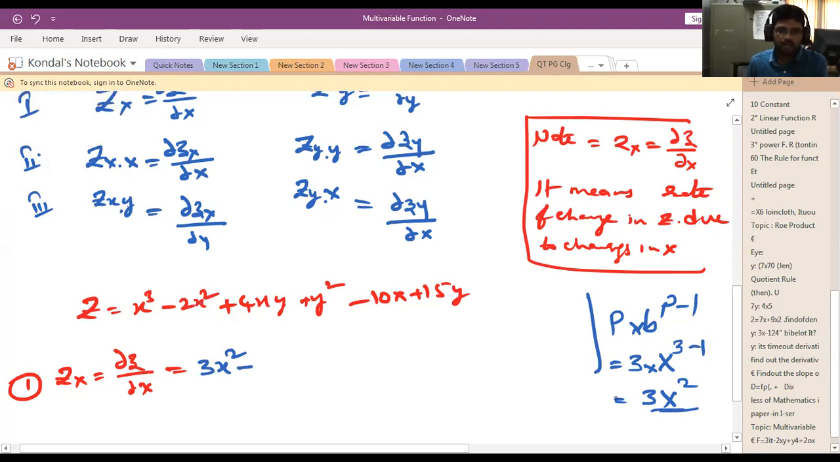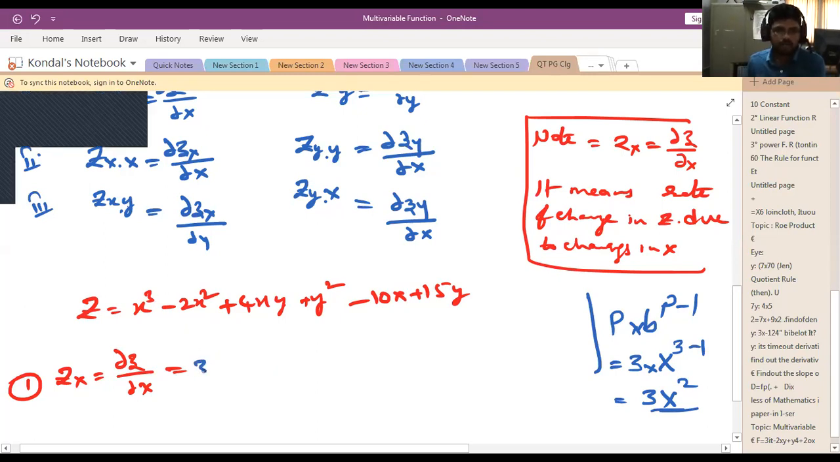Then again, minus 2x square. How much does it come to? You can also put it directly here, no problem. I'm going to show you the first one also. So here the power is there, so 3 into x, 3 minus 1.